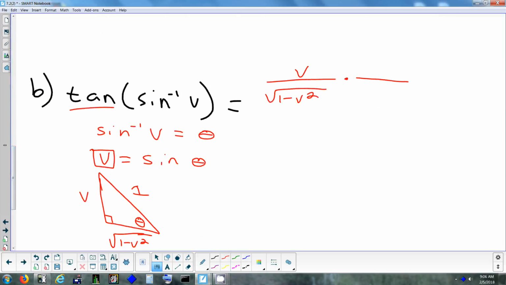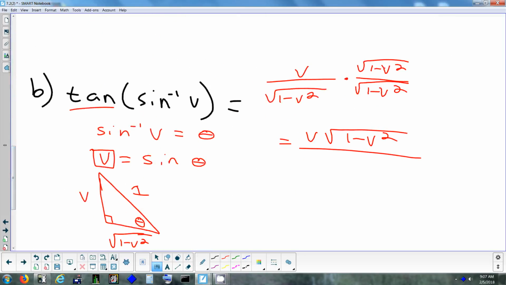So what would I multiply the top and bottom by to fix it so the root can be in the top, it just can't be in the bottom? Yep. You multiply by the square root of 1 minus v squared. And in the top, you just get v square root of 1 minus v squared. And in the bottom, 1 minus v squared.